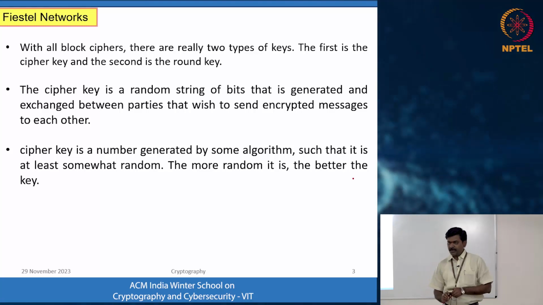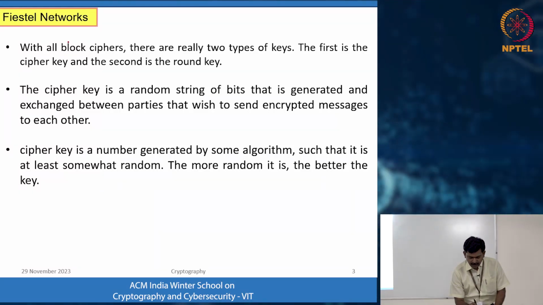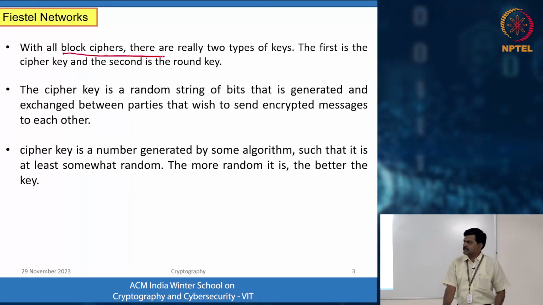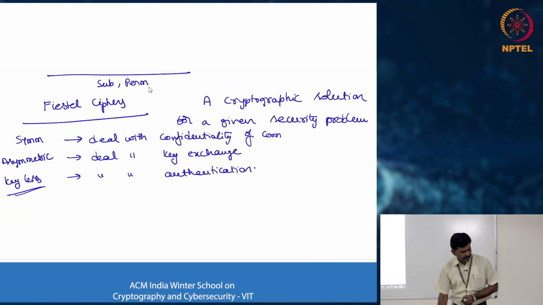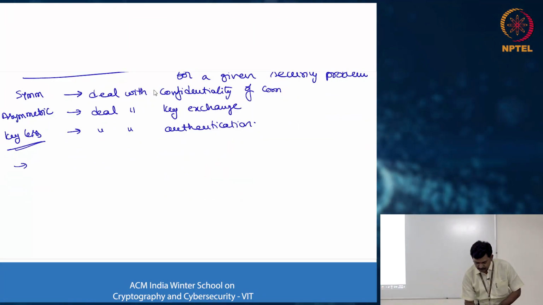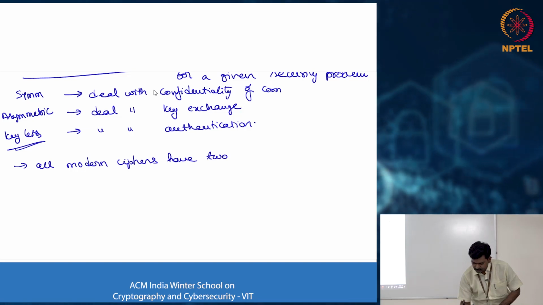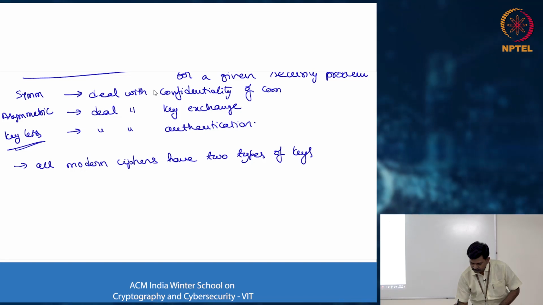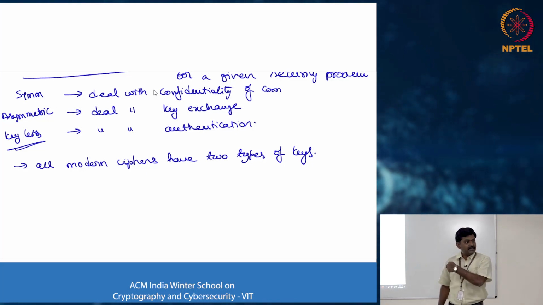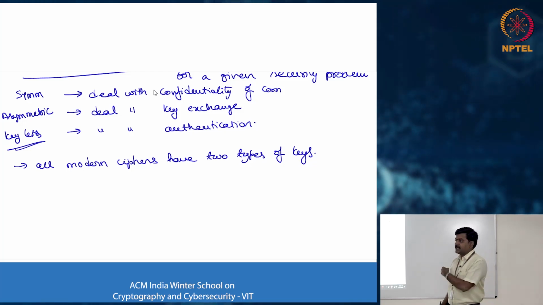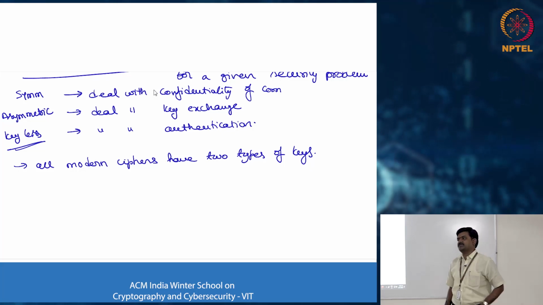Then one more important point. In all modern ciphers, we said we are following block-based ciphers. Typically, in all modern ciphers, you have two types of keys. Are we dealing with asymmetric ciphers here? We are dealing with symmetric ciphers. But what is the statement given? There are two types of keys. That doesn't mean that we are talking about asymmetric. We are talking about symmetric only.